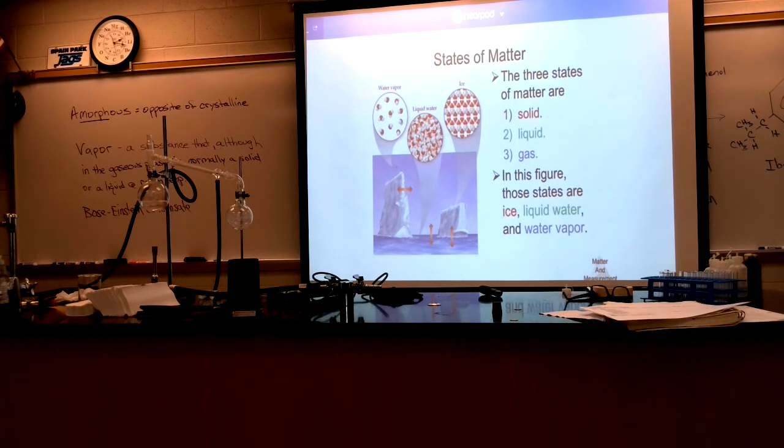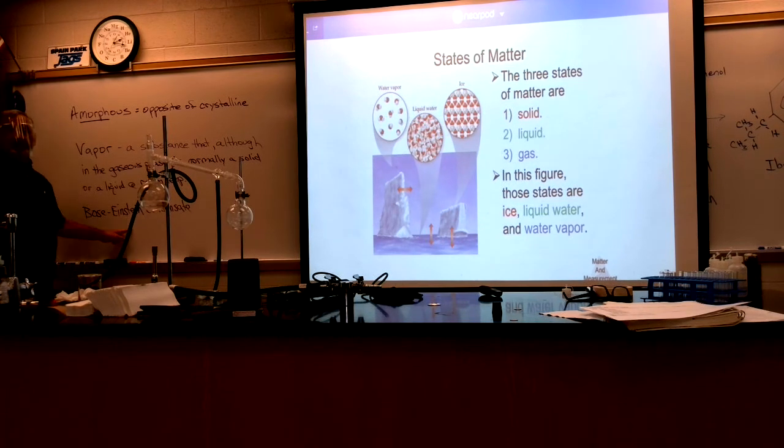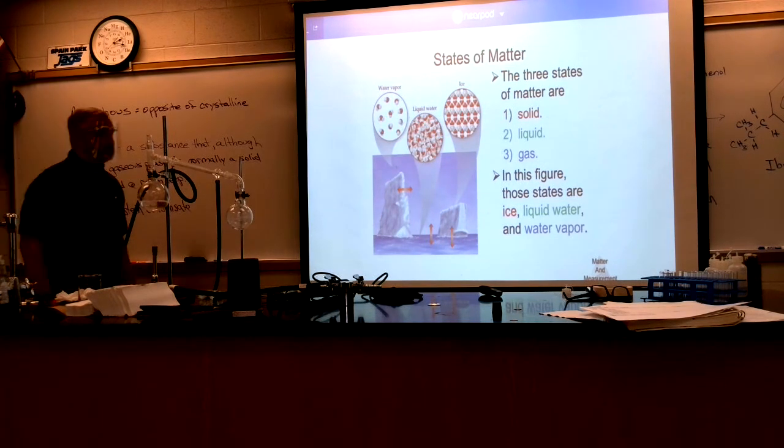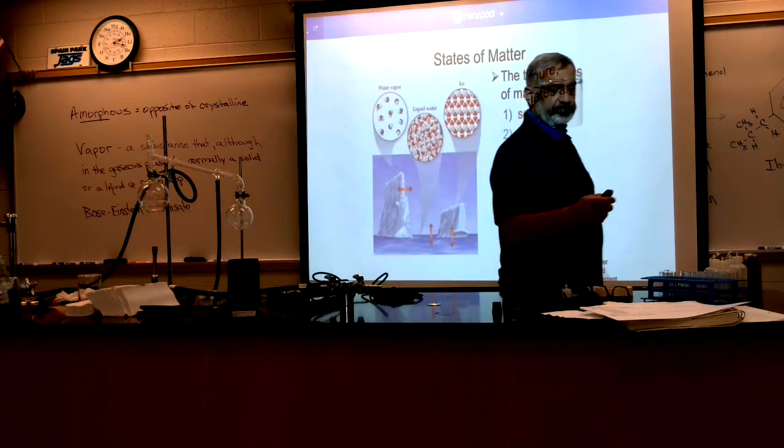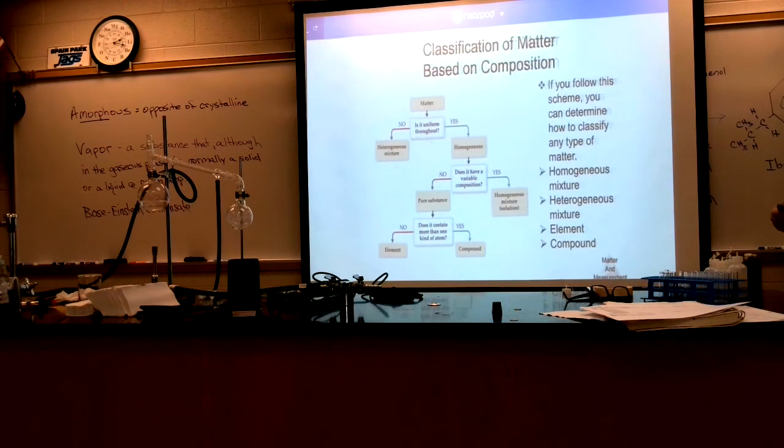So plasma is super high temperature, Bose-Einstein is super low. Even plasma is more common. The only way this is going to get made is in a lab. All right, I digressed off on a small detail.